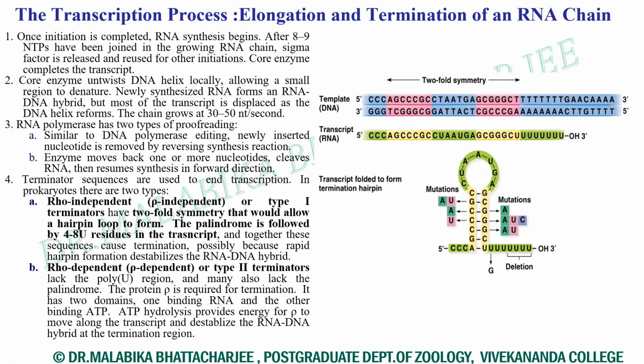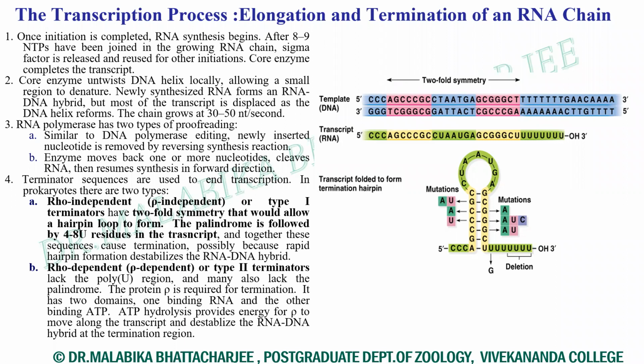So the first category is the Rho. Rho is a protein. Rho independent terminators are known as type 1 terminators. And there's a second category which is known as the Rho dependent terminators, or the type 2 terminators. For either of the terminators, if we look into the sequence of the DNA present in the terminator region, we will see that there are subtle differences.